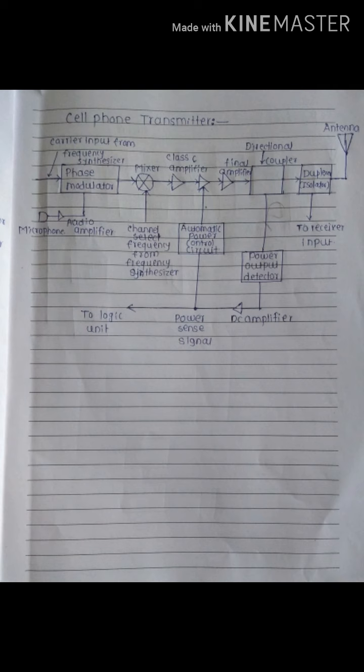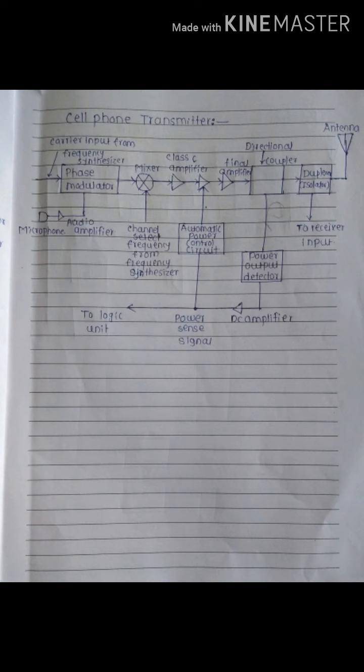Next point is the cell phone transmitter. Figure shows the block diagram of the transmitter section. Generally, the transmitter is a low power unit operating in the frequency range of 824 to 849 MHz. Its bandwidth is 30 kHz, so it provides 666 radio channels for communication.